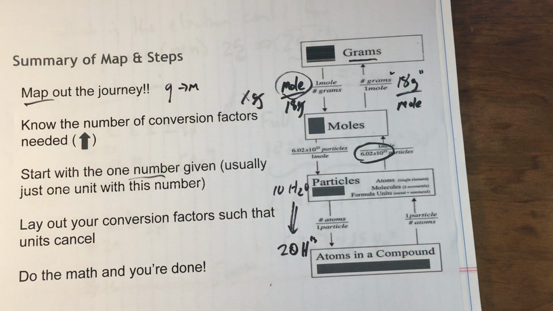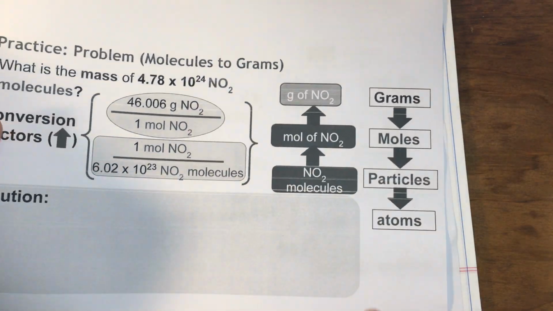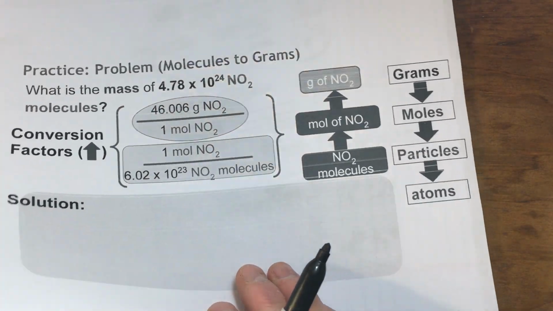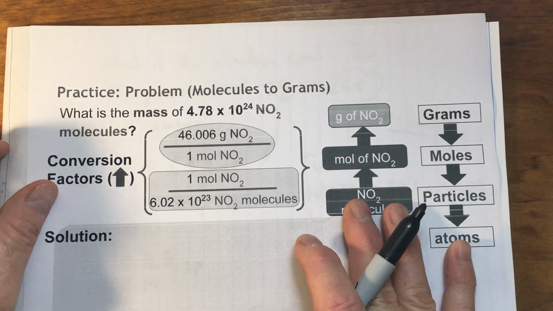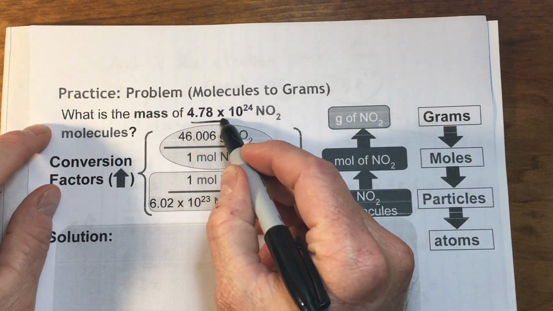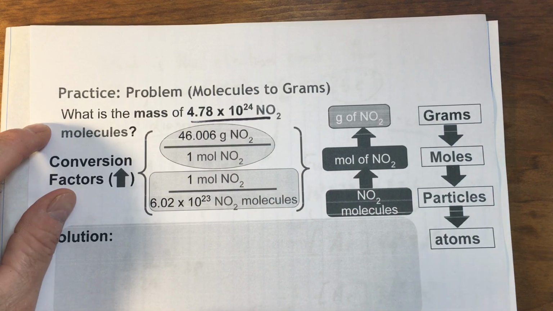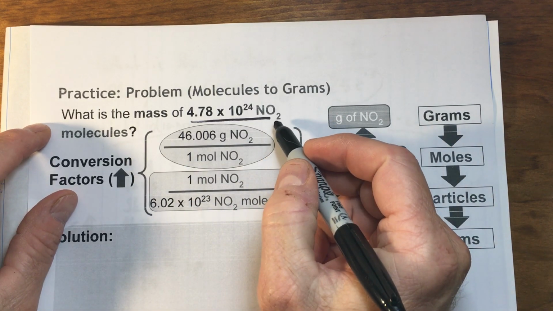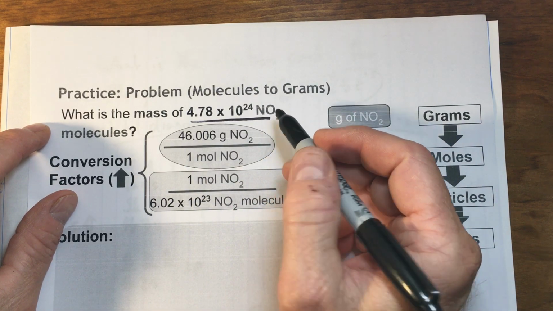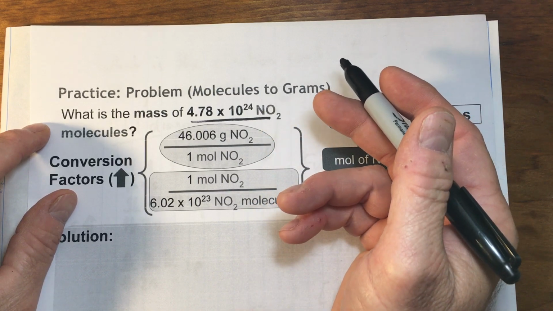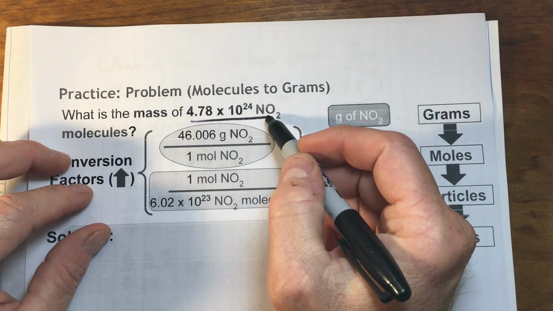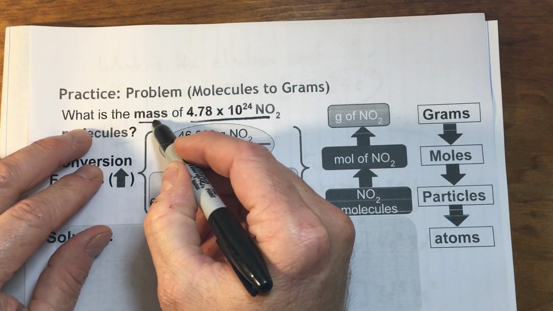And let's just do an example. So let's say we start off with a question where they have 4.78 times 10 to the 24th nitrogen dioxide molecules or compounds. We know it's 2 different atoms, so we can call it a molecule, but more specifically it's a covalent compound. But they want to know what is the mass of this.